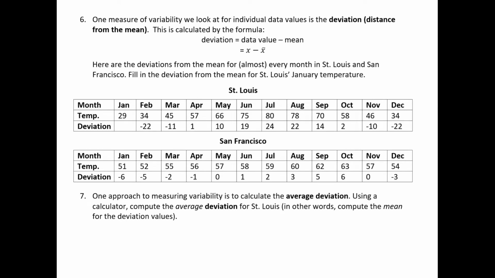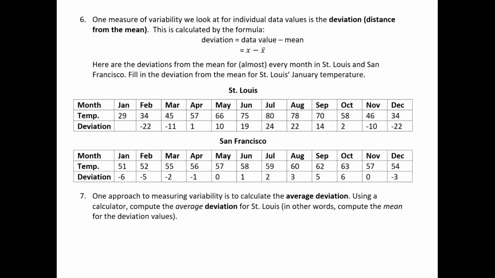Okay, now one measure of variability that we look at for individual data values, not a whole set, but just an individual data value, if you want to know about the variability of that data value, one way that we measure that is looking at the deviation from the mean. When something deviates from something else, that means it's different from that thing. If you think about a deviant or a deviated septum, that word means it's different from whatever. It's deviated from something. So in this case, we look at deviation from the mean.